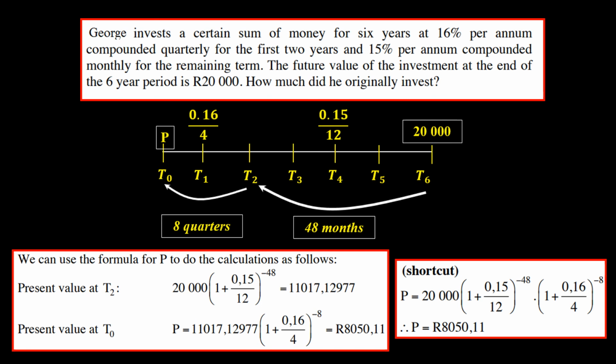We are calculating the original amount that is invested in the beginning. That is P, calculating P. We have done it with the power minus n formula. So we can use that one here. Use your calculator.